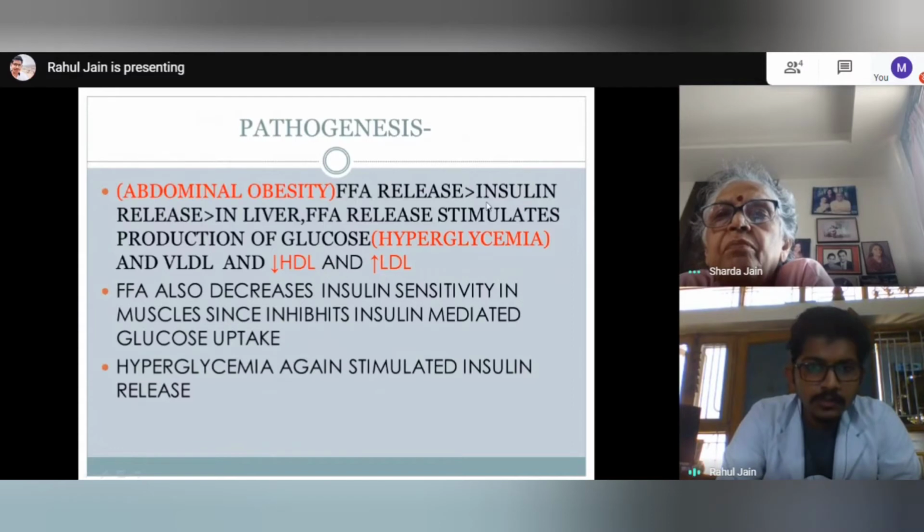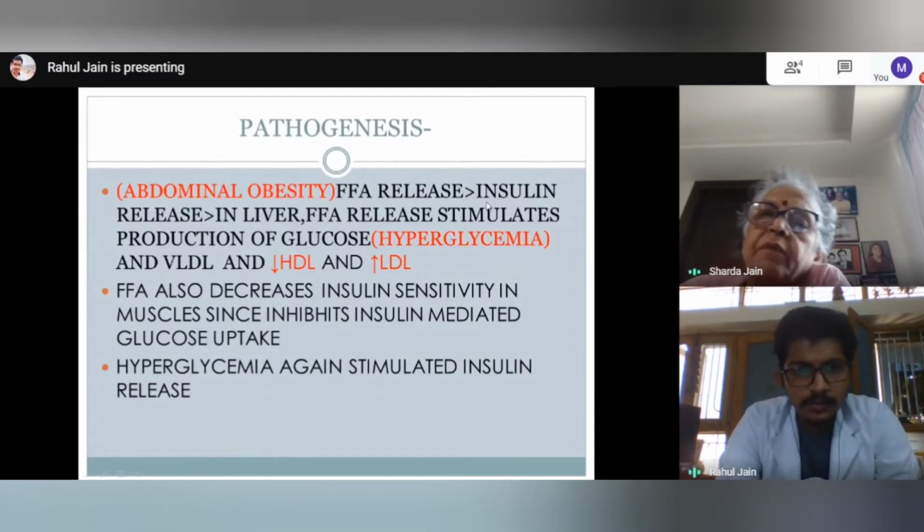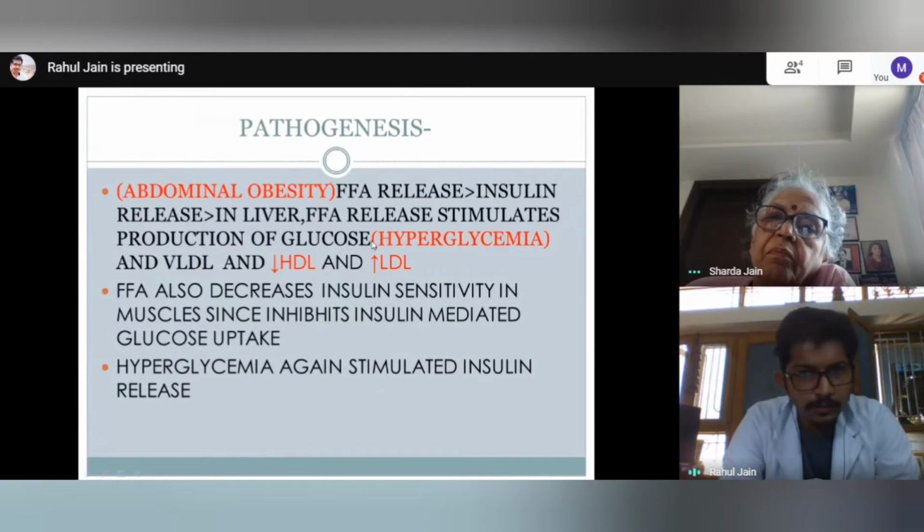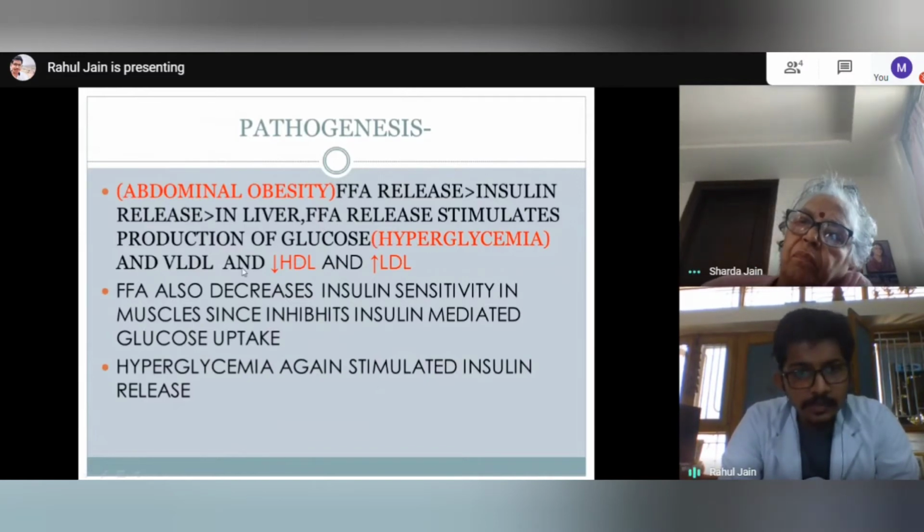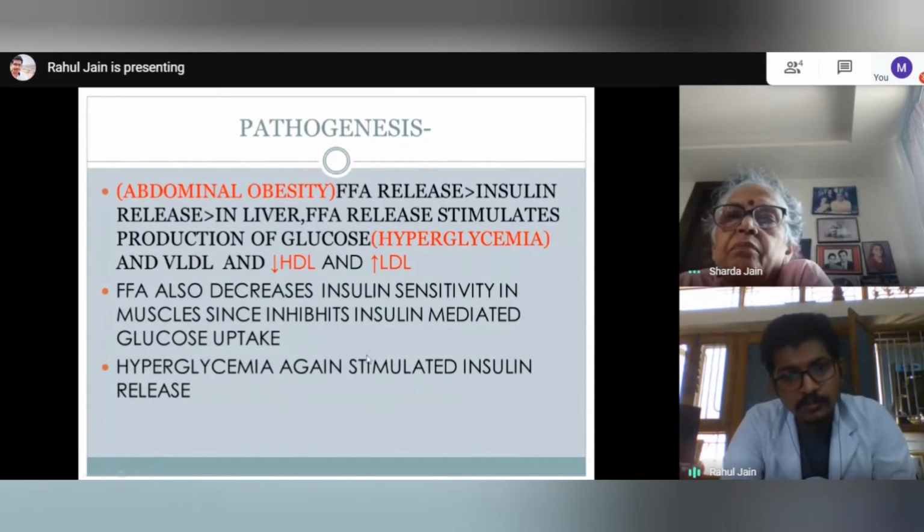Why? Because insulin's normal action is anti-lipolysis. So this anti-lipolysis action will start working, and because of this, there will be hyperinsulinemia. This hyperinsulinemia and these free fatty acids go into the liver and will stimulate the production of glucose. That causes hyperglycemia. This hyperglycemia will again stimulate insulin release. So this becomes a vicious cycle.